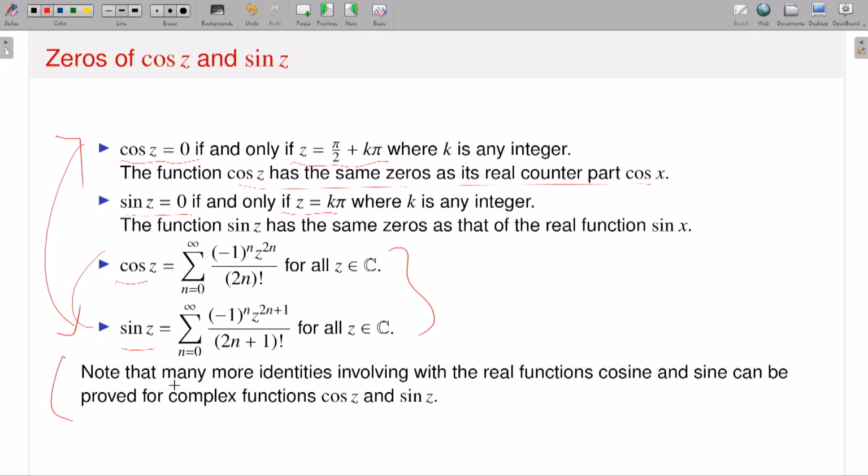Note that many more identities involving the real functions cosine and sine can be proved in the setting of complex sine and cosine as well. There are many properties, so I have just listed a few of them.